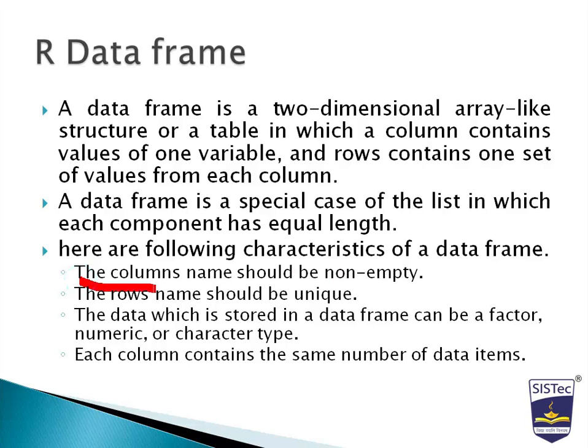The column names should be non-empty, meaning a column name cannot be blank. The row names should be unique. The row names, that is the values of rows, should be unique. Naming of the rows should be unique. No duplication is allowed. The data stored in the data frame can be a vector, numeric or character. Each column contains the same number of data items. So these are the basic characteristics of R data frames.